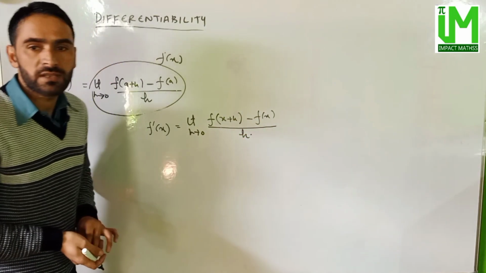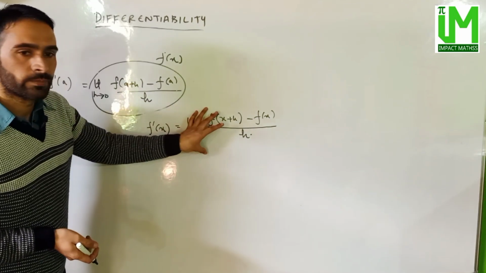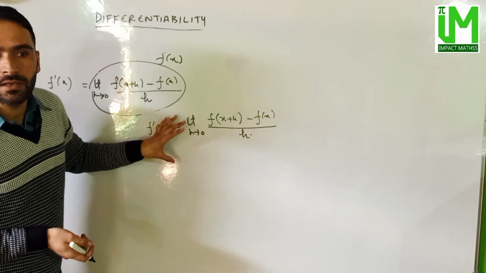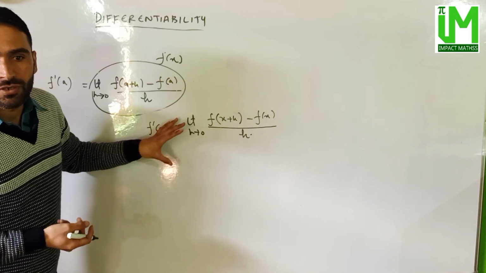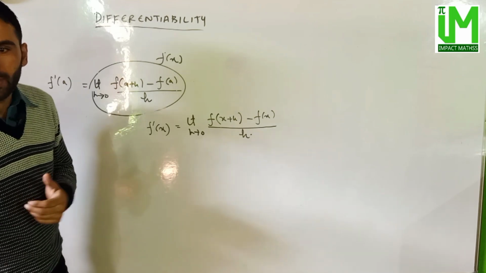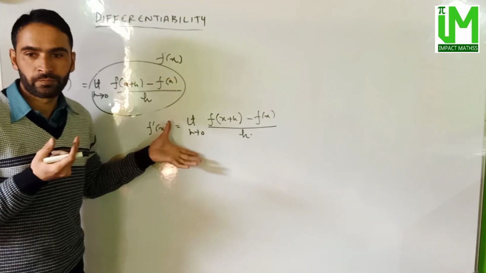Now what is the difference between this thing and this thing? Can you differentiate them? What is the difference between this and this?